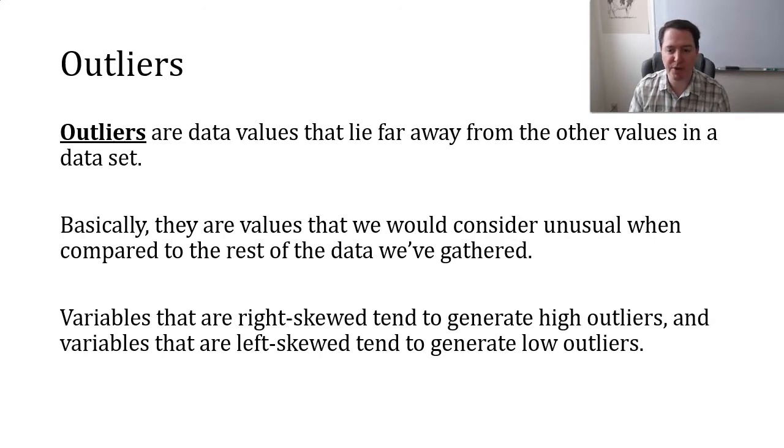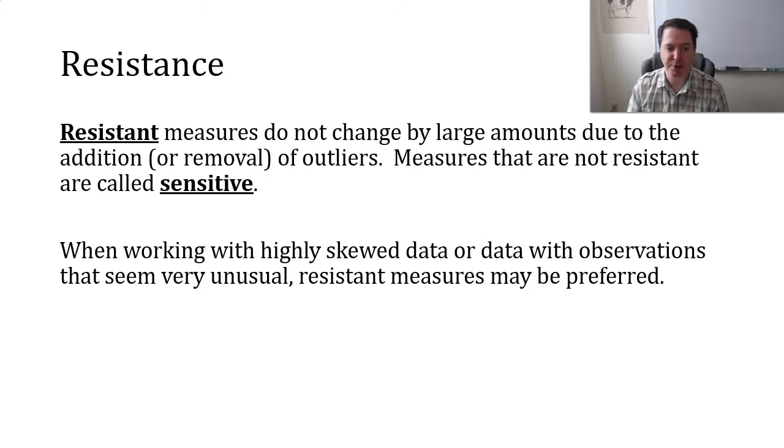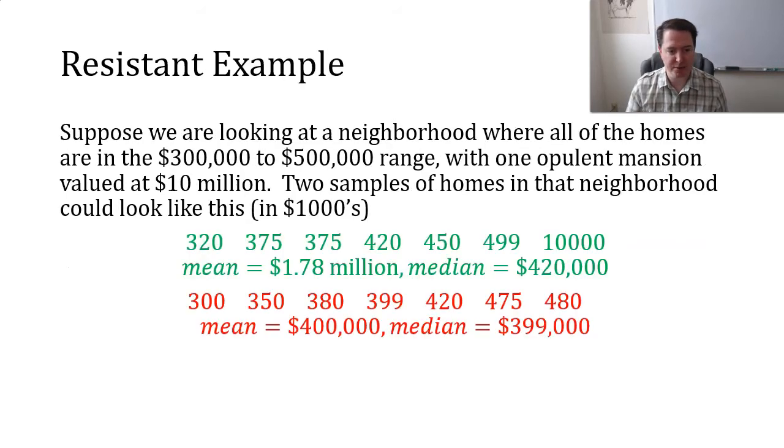So what we want with outliers typically is what's called a resistant measure. A resistant measure is one that doesn't change very much due to adding in outliers or taking out outliers. They're going to stay in a similar place. The contrast to that would be sensitive measures. Sensitive measures are completely the opposite. They move by a very large amount due to the presence of outliers. So let's look at this resistant example I've got here.